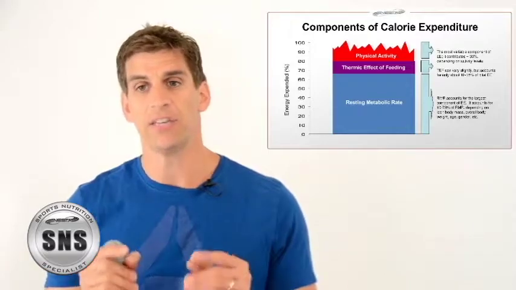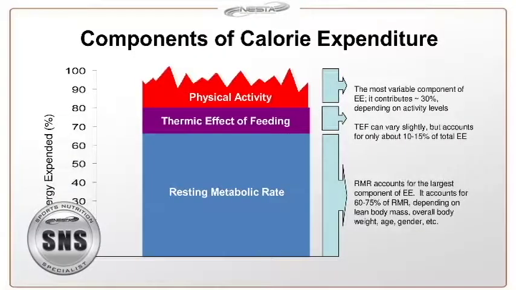And then last but not least, you see the red piece of this chart I have here. And you can see it's a jagged line in this chart. Well, it's because physical activity is variable. And it's the most variable component of energy expenditure, contributing up to 30% of your total calories per day that you're expending, because it depends on your training, your type of training.